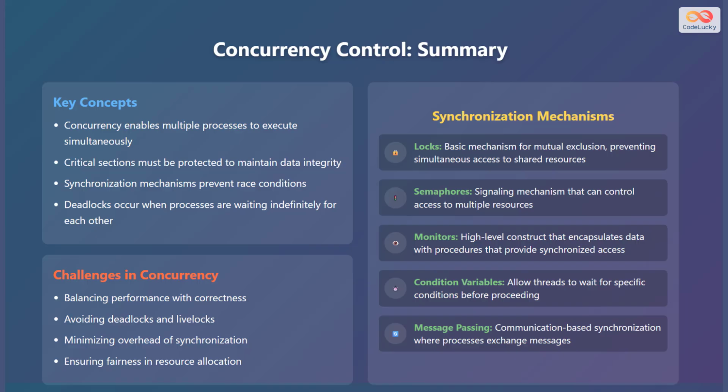To summarize, concurrency enables multiple processes to execute simultaneously. Critical sections must be protected to maintain data integrity. Synchronization mechanisms prevent race conditions. Deadlocks occur when processes are waiting indefinitely for each other.